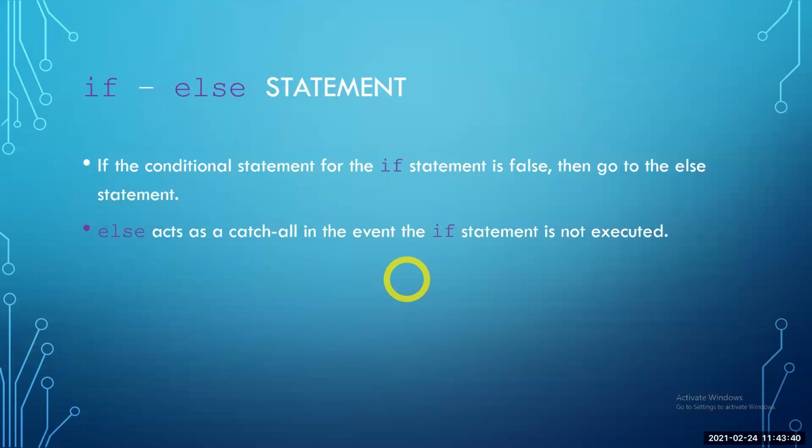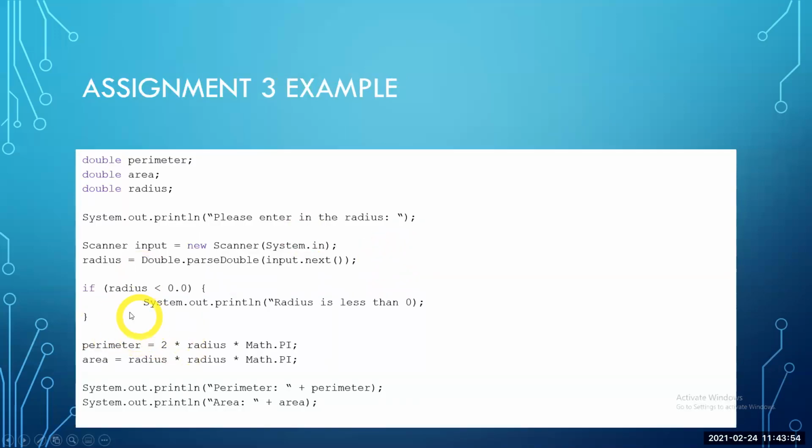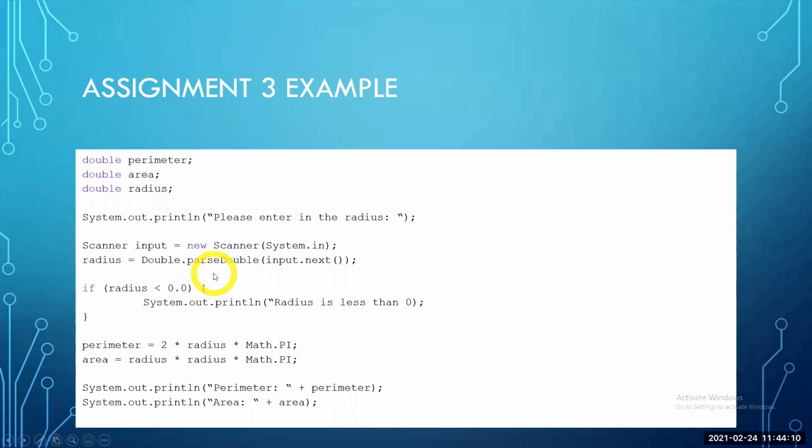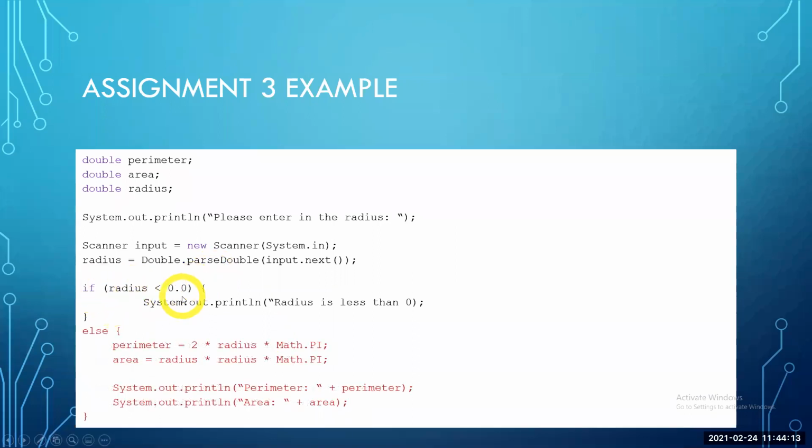We're using if-else statements. So if this is true, do this. Else, if that's false, go to our other statement. So in order to change this logic, because previously the program keeps going, it keeps calculating perimeter, calculating area, printing it out. But we want it to only do this if radius is greater than 0. So we can use an else statement. If this is true, print out radius is less than 0. Else, print this out down here.